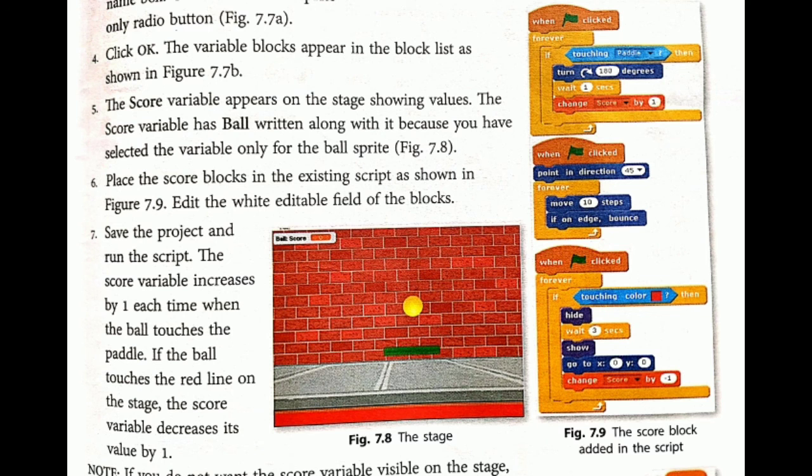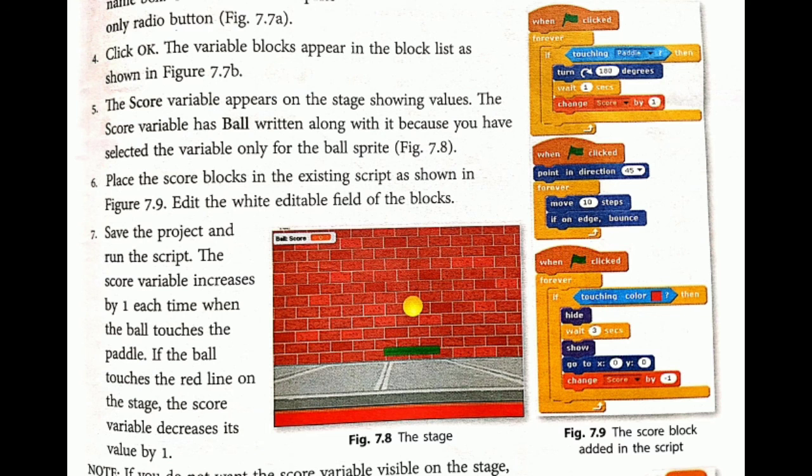Okay, what you see in that figure is a new variable dialog box, and in that box you have to type the score inside the variable name box. Two radio buttons are provided, and out of those two you have to click on the radio button for this sprite only. Okay, then you have to click on the OK button. Once you click on the OK button, the variable block will appear in the block list like what you see in figure 7.7b. So now currently our variable block is ready.